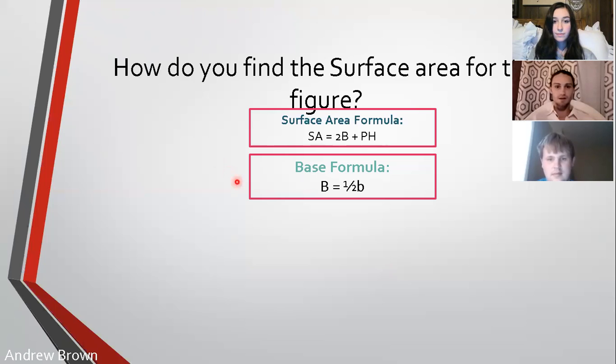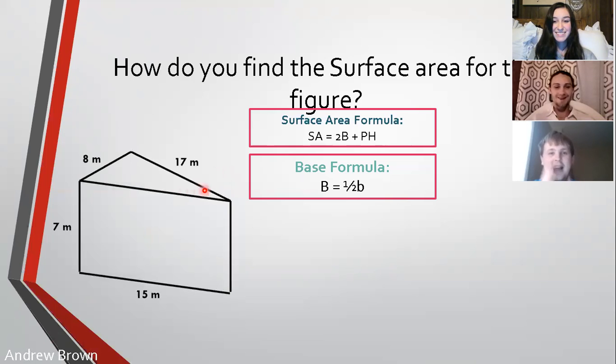Let me pull it up. There it is! So we're given all these different meters. Now this is the height, and these are all the different sides that we need to add up for the perimeter, and we'll talk about that soon. To figure out the base, we need to multiply 15 and 17 together, and then divide the answer in half. That's how you get the base. So the base is 52.5 meters squared.